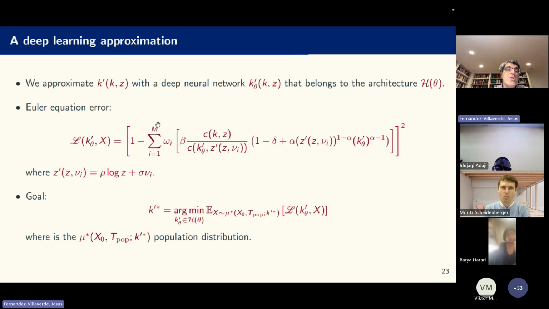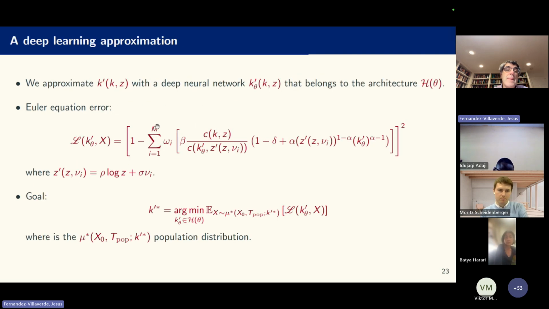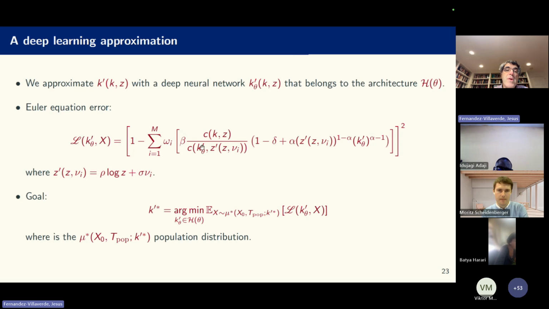And this m, sorry, I just realized that this is not the best possible notation, because this m is not the m as before. This m is the number of quadrature points and omega sub i are the quadrature weights that approximate this expectation. So maybe a better notation would be p for p quadrature points. And then I have over here exactly what I had before, except that every time you see a k prime, I have put k prime of theta, which is my neural network.